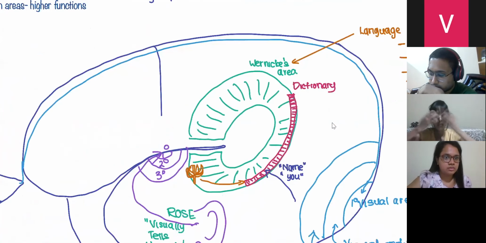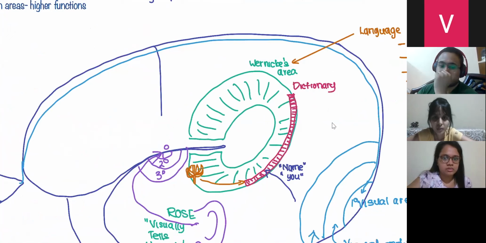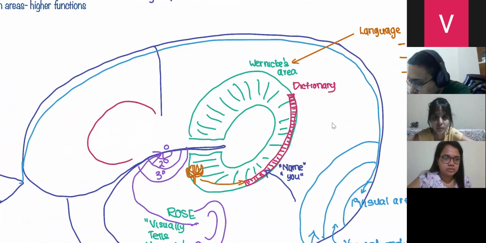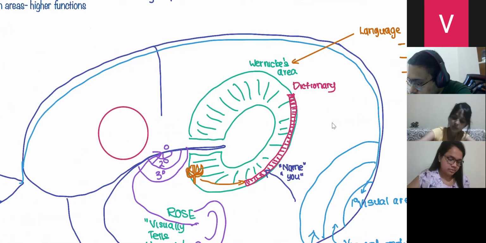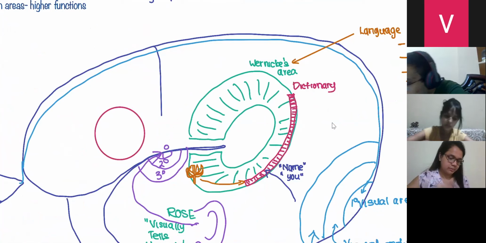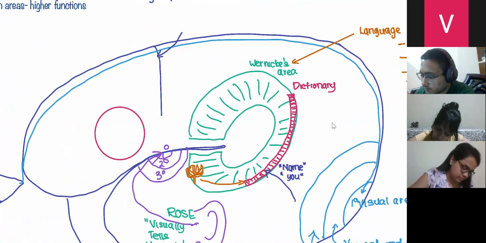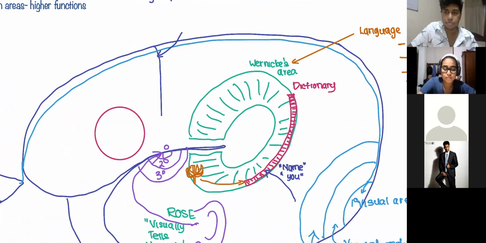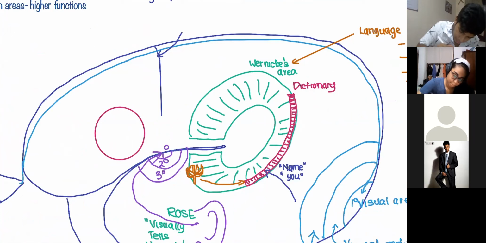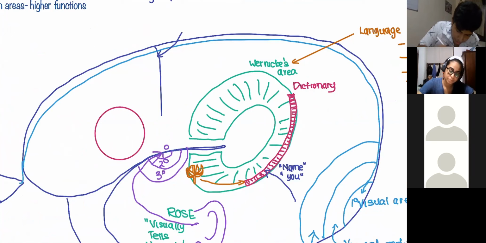Now these signals must go to different areas, but first and most importantly they must go to the Broca's area. Guys, I need you to understand the importance of this structure. What is this structure called? Central sulcus. Yes, it's the central sulcus.